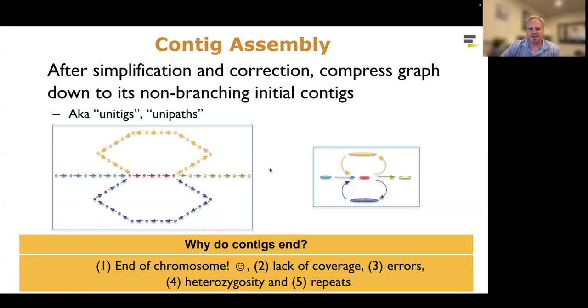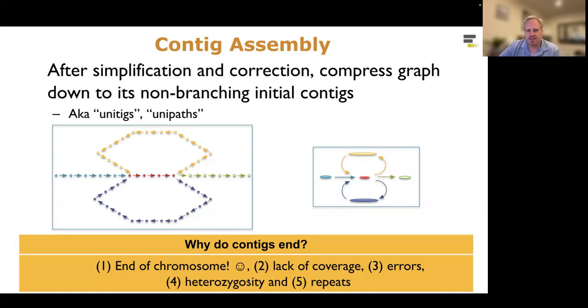So the one that you want is that you get to the end of the chromosome, and maybe you can even observe the telomere sequence that is present there. Another reason why a contig might end is if you had low coverage, or 0x coverage, it's impossible to sequence through there, so your contig will just end. If you have uncorrected errors in your reads, that will create branch points in your graph, where your contigs will branch and your contigs will end.